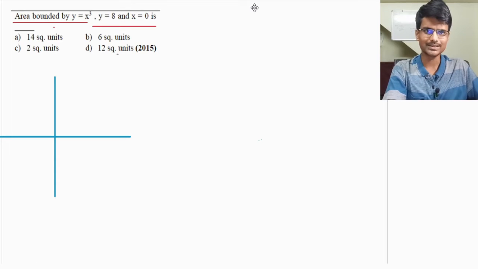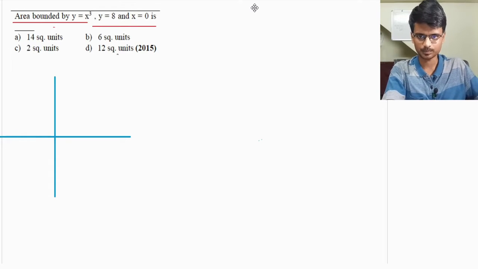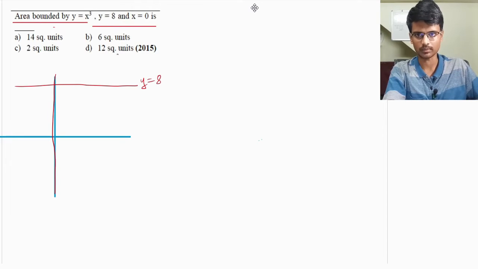Okay, let's take the easy ones first. What is y equal to 8? It will be a horizontal line like this, right? Because the y coordinate is 8, the x coordinate can be anything. x equal to 0 is nothing but my y-axis. So these two are done. Coming to the curve y equal to x cube, it will be something like this, right?